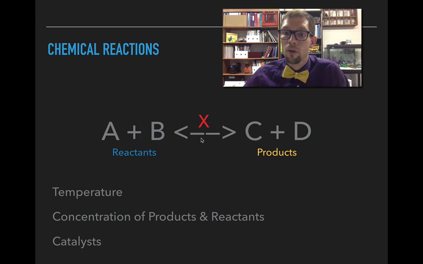Catalysts aren't going to drive the reaction one way or the other. This is important. They're just going to increase the rate at which the reaction reaches equilibrium. So it's not going to favor one or the other. It's going to stimulate both the forward and the reverse reaction when it comes to chemical reactions.